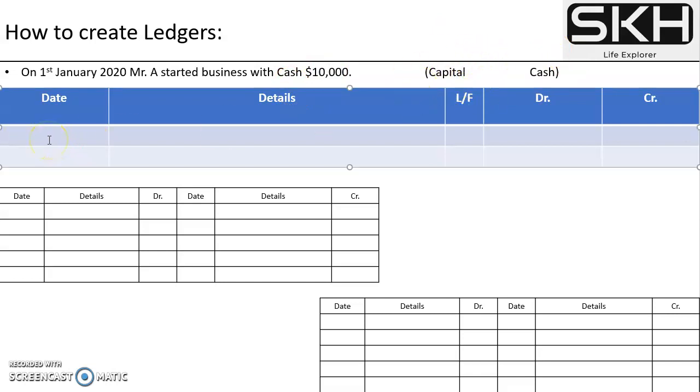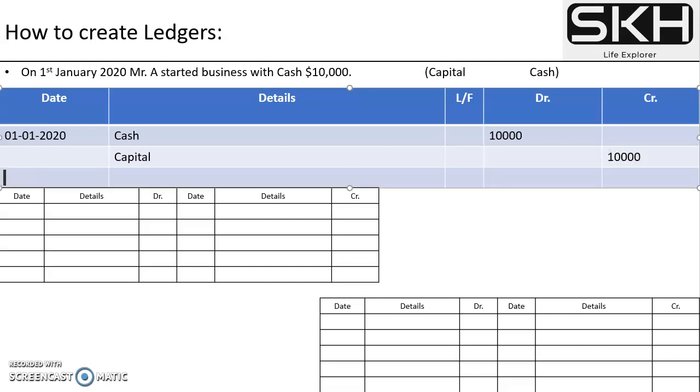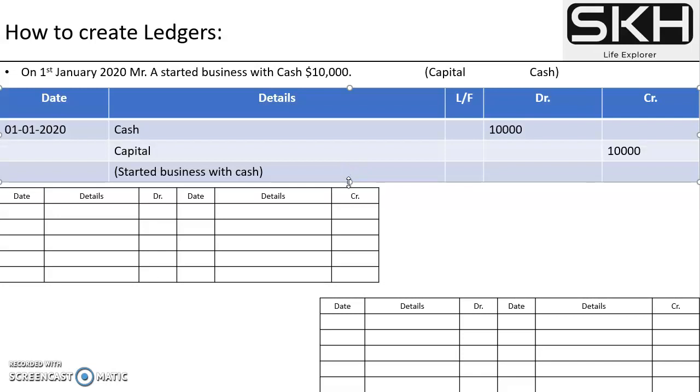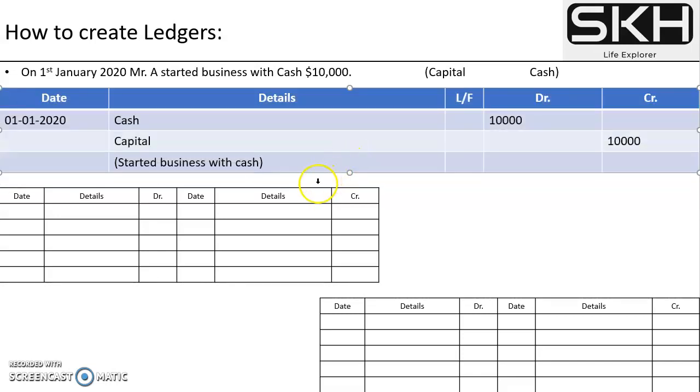So I'll draw this transaction. I'll just record that transaction in journal, 1st January 2020, and the debit account is cash because asset is increasing with 10,000, and the credit account is capital. So I will record it on the credit side. And after that we just write down the narration, and the narration is started business with cash. So students, this is the step we have done. So we recorded the transaction in journal.